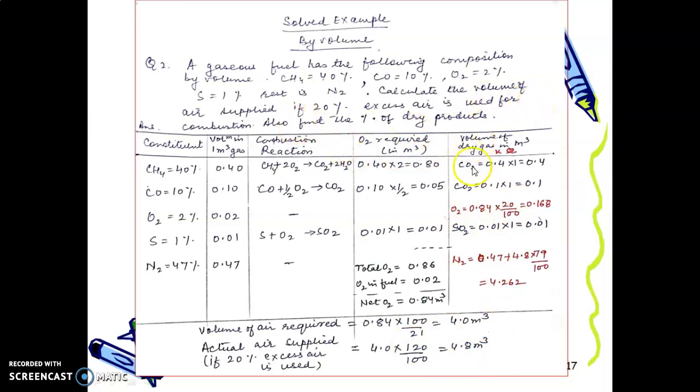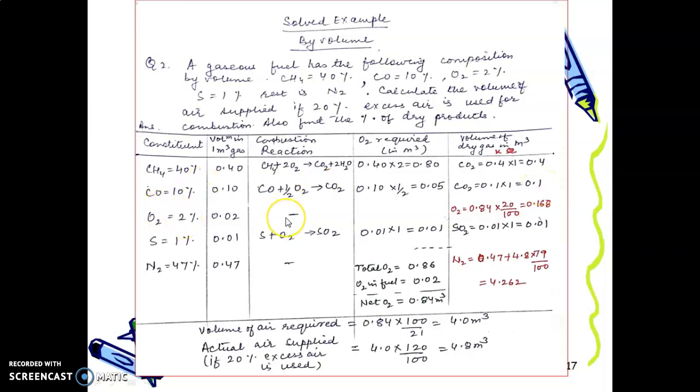So how do we calculate the percentage? Look, in the first step, it is methane, CH4 plus 2O2 giving CO2 plus H2O. That means 1 mole of methane produces 1 mole of carbon dioxide. So 0.4 will produce 0.4 into 1, so 0.4. Similarly, here 0.10 produces 0.1 into 1. So these two values are for carbon dioxide.